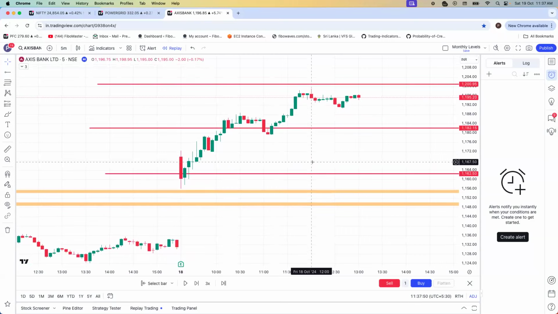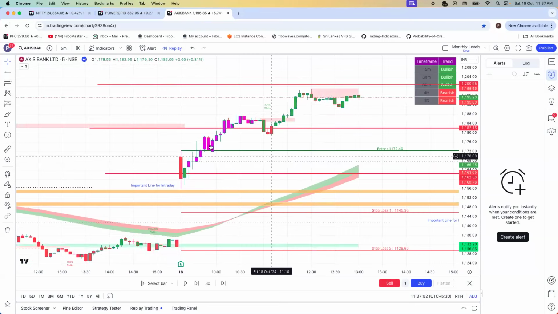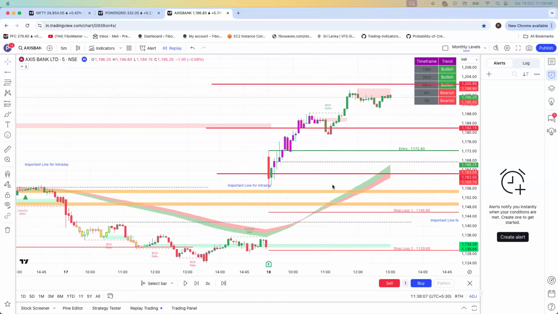Yes, sir, you are explaining these two. Maybe I missed out. Where is this 1163 line? That 1162 is the red line that is coming. Was that shown by the indicator? Or?